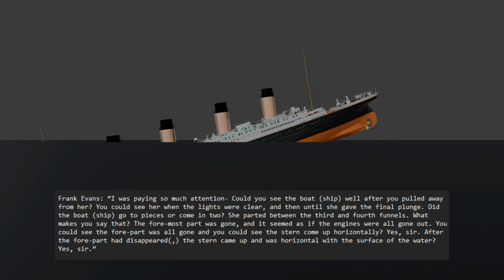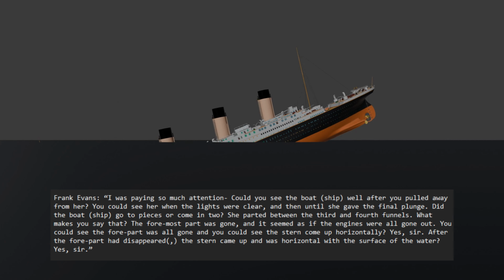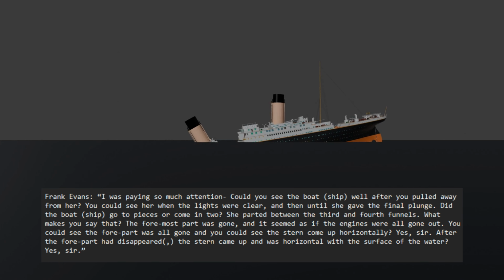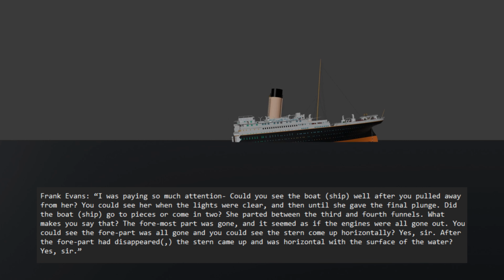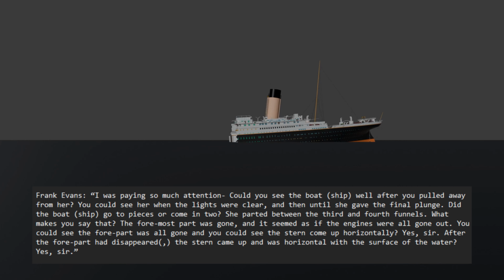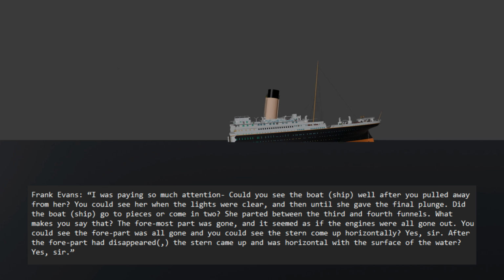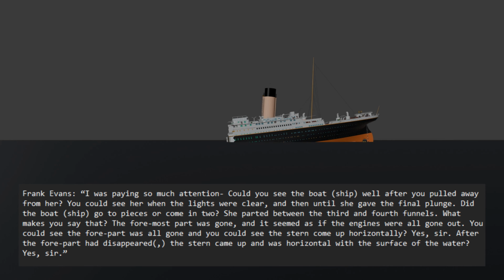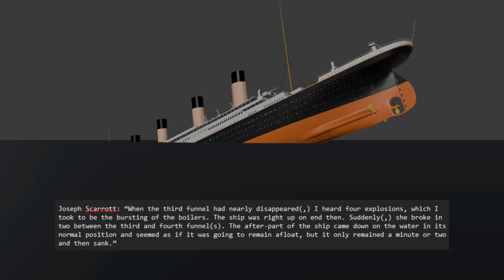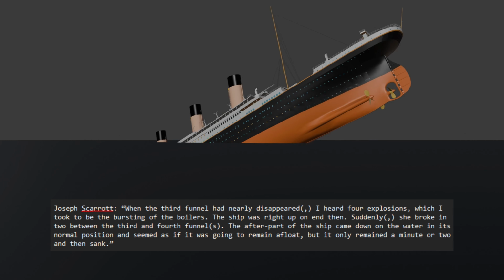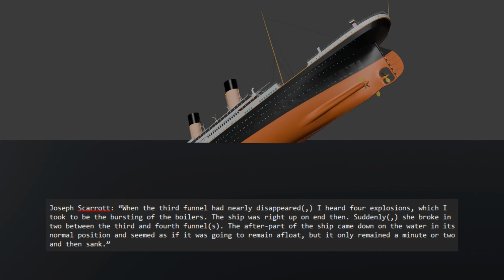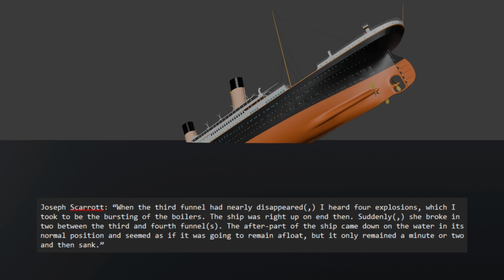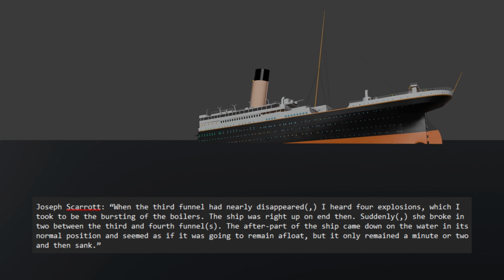I was paying so much attention. Could you see the boat well after you pulled away from her? You could see her when the lights were clear, and then until she gave the final plunge. Did the boat go into pieces or come in two? She parted between the third and fourth funnels. What makes you say that? The foremost part was gone, and it seems as if the engines were all gone out. You could see the forepart was all gone, and could see the stern come up horizontal. Yes, sir. After the forepart had disappeared, the stern came up and was horizontal with the surface of the water. Yes, sir. When the third funnel had nearly disappeared, I heard four explosions, which I took to be the bursting of the boilers. The ship was right up on end then. Suddenly, she broke in two between the third and fourth funnels. The after part of the ship came down in the water in its normal position and seemed as if it was going to remain afloat, but it only remained a minute or two and then sank.